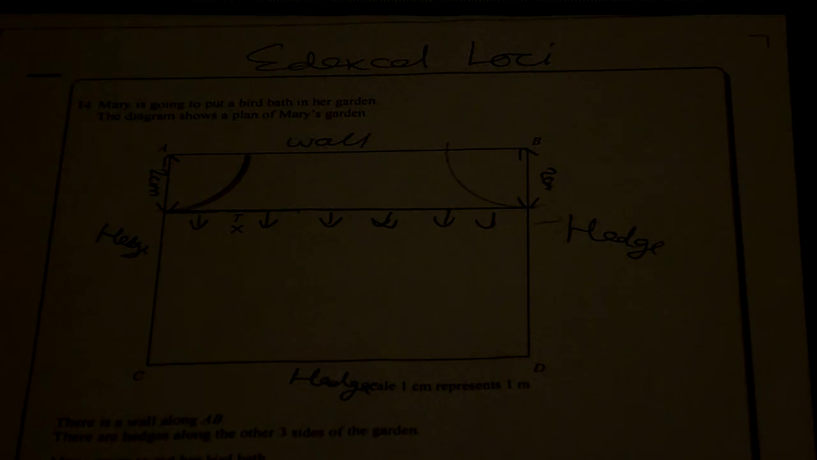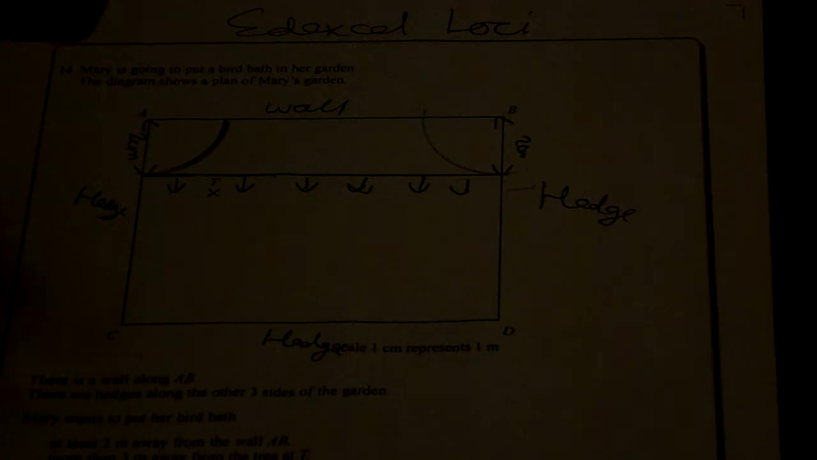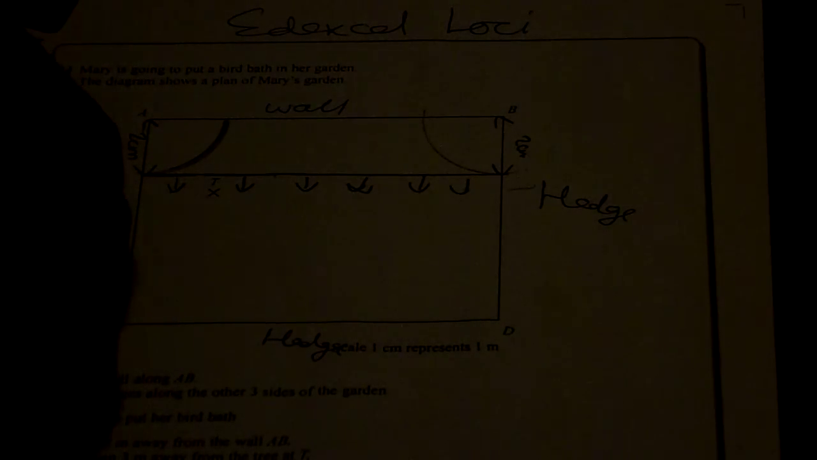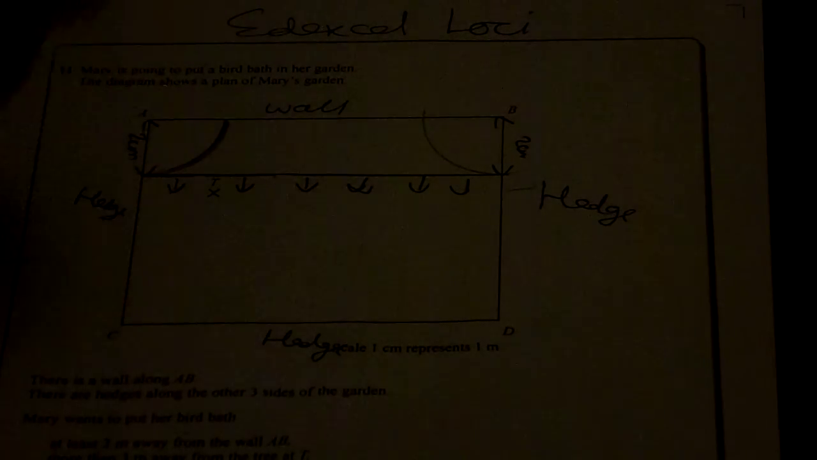Okay, next part says it's going to be more than 3 meters away from the tree at T. It says more than 3 meters away, so now we need to set the compass to 3 centimeters. Okay, and we're going to draw a nice arc.